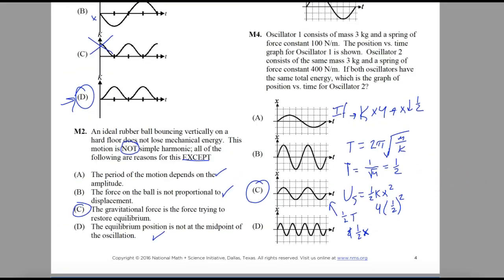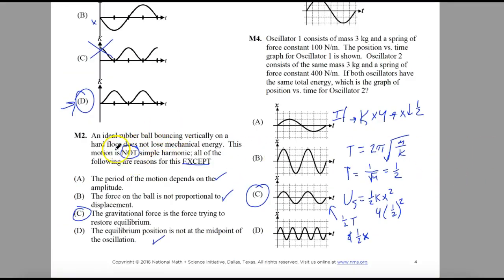For the next one, number 2, an ideal rubber ball bouncing vertically on a hard floor does not lose mechanical energy. So you would start up here, you would drop it, it would bounce, it would come back up, it would drop, bounce back up, drop, and it would do that forever. So this motion is not simple harmonic. All of the following are reasons for this except: the period of the motion depends on the amplitude.